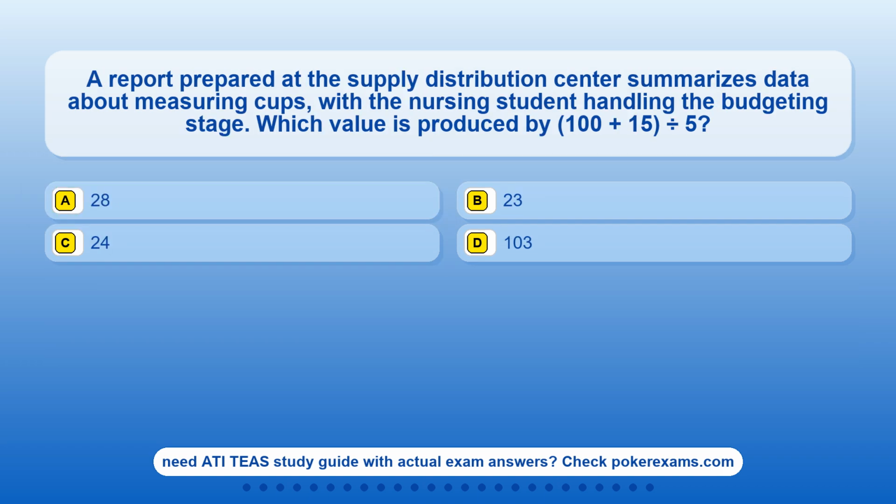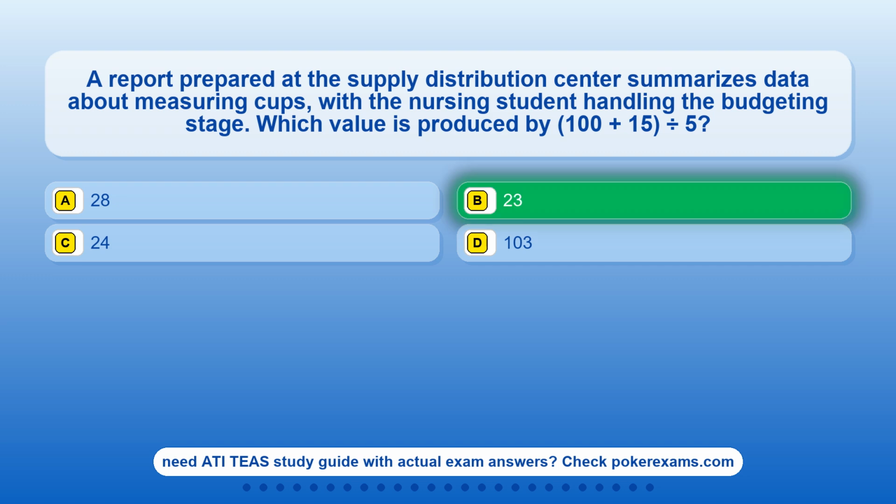Question 7. A report prepared at the Supply Distribution Center summarizes data about measuring cups, with the nursing student handling the budgeting stage. Which value is produced by 100 plus 15 divided by 5? Option A, 28. Option B, 23. Option C, 24. Option D, 103.